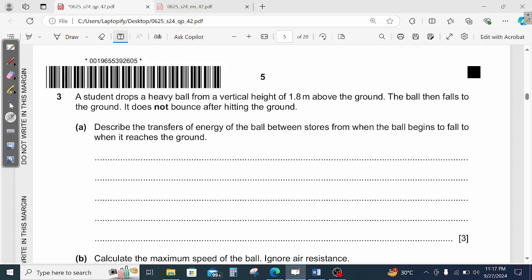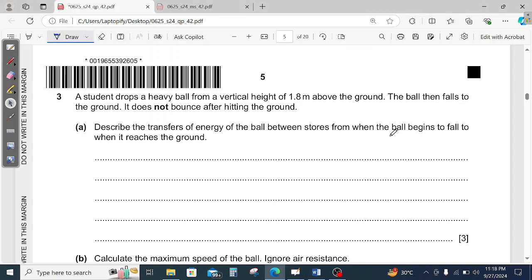Okay. Here the question is, a student drops a heavy ball from a height, and when it falls to the ground, it does not rebound after hitting the ground. Describe the transfer of energy between stores from when the ball begins to fall to when it reaches the ground. I will make a diagram, then you can easily understand what is mentioned here.